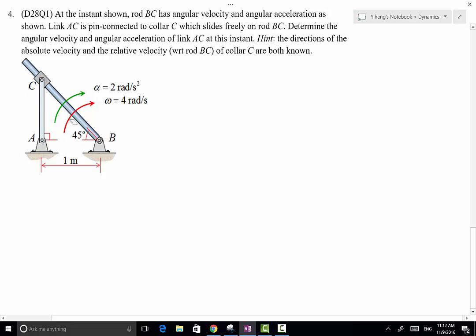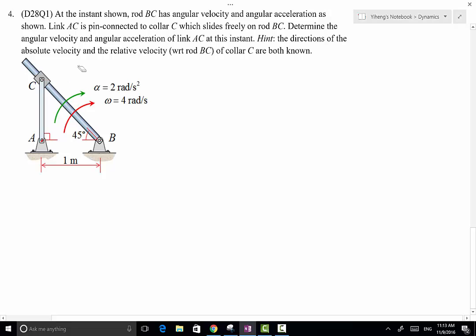For this problem, the collar is pinned at point C with the rod AC. However, the collar is not pinned along this rod. Therefore, the collar moves along this rod, and we already know the orientation of the relative velocity of the collar on this rod. It has to be either in this direction or in this direction. At the same time, point C belongs to rigid body AC, and this rod is pinned at point A, therefore it is rotating about a fixed axis. Therefore, we also know the absolute velocity direction, VC, has to be in this direction.